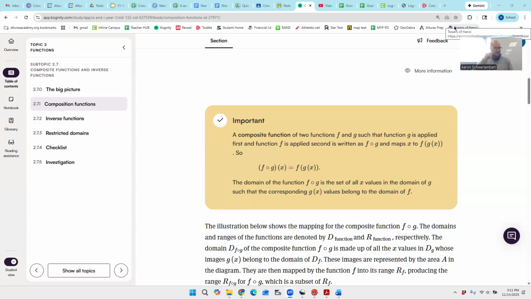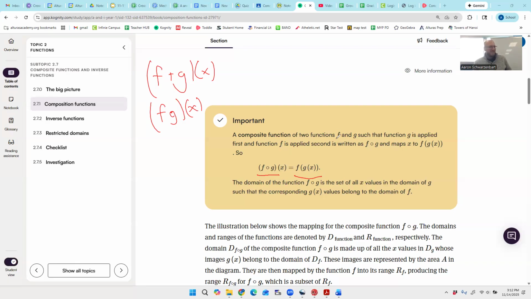Okay, today we're talking about composite and inverse functions. So composite functions, in the past, we've done some things with operations on functions. We had f plus g of x, f minus g, fg, which is multiplying, or f over g. But now we're dealing with composition, f of g, which this is important.